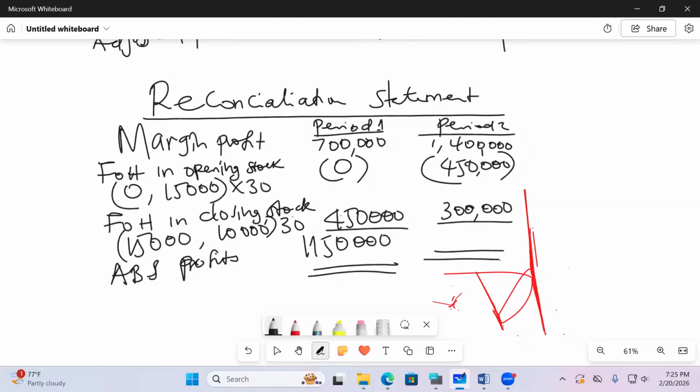Now go and look at the P&L that you did under absorption and see whether the figures agree. Are the figures you got under absorption profit and loss the same as these ones? Are you sure? You can even get a pen and mark for yourself. You are a bright student. These have reconciled.